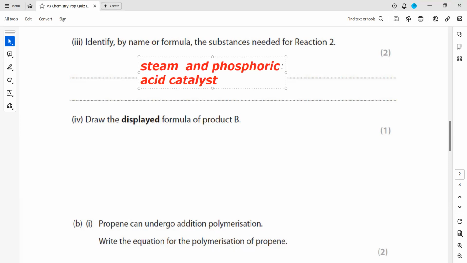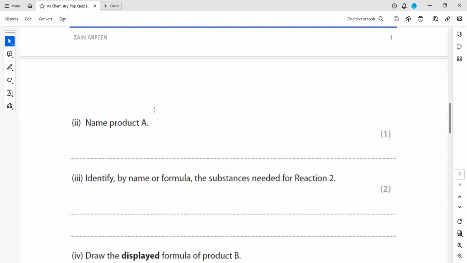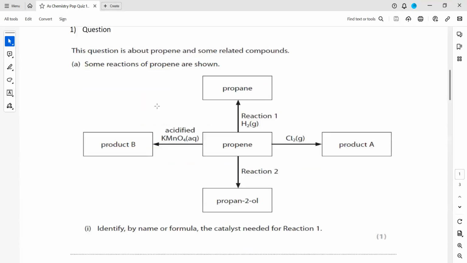The next is draw the displayed formula of the product B. What will be the product B? Remember, whenever we use acidified potassium manganate, KMnO4, it changes from purple to colorless, and it will produce a diol. What does diol mean? The term diol means the double bond turned into a single bond and two OH groups are attached to the carbons.